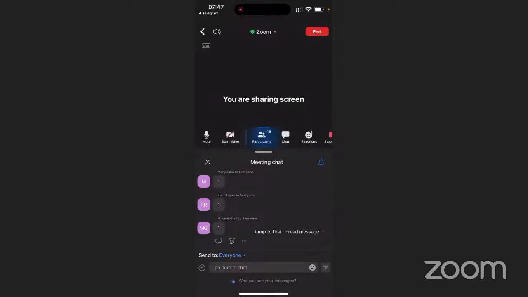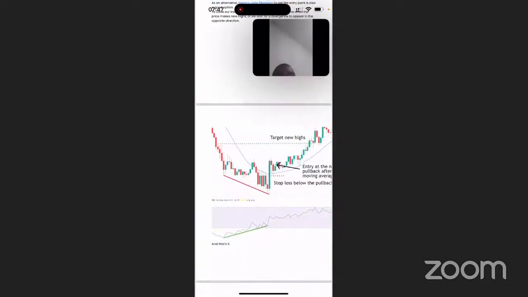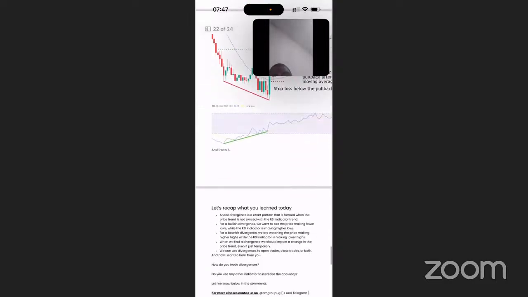So on an uptrend, after you have discovered the divergence, you need to put in a moving average and wait for the candles to close above your moving average to make your entry. That's what I mean. So you need to put in a moving average, wait for a pullback after the moving average, and when it closes above it, then you make your entry.